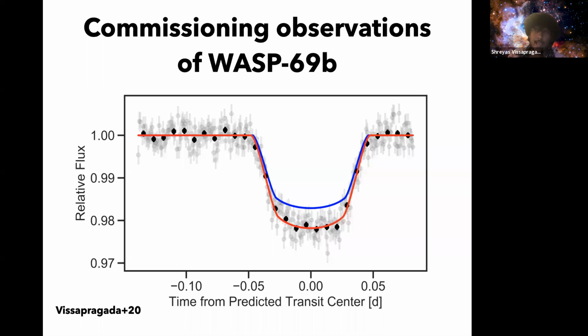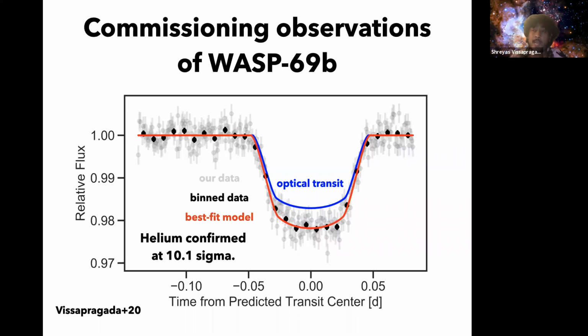And so when we did that, when we commissioned this experiment for one of the planets that Jess mentioned, WASP-69b, here's what we found. At optical wavelengths, this planet, it's a pretty huge planet, so it's been well studied in the optical, and that's kind of what its light curve looks like. It's shallower than 2% to very, very good confidence. But our data in the helium bandpass in gray, binned in black, and our best fit model shown in red, reject that optical transit at a confidence of approximately 10 sigma. We detect an excess absorption in the helium bandpass of about 0.5%.